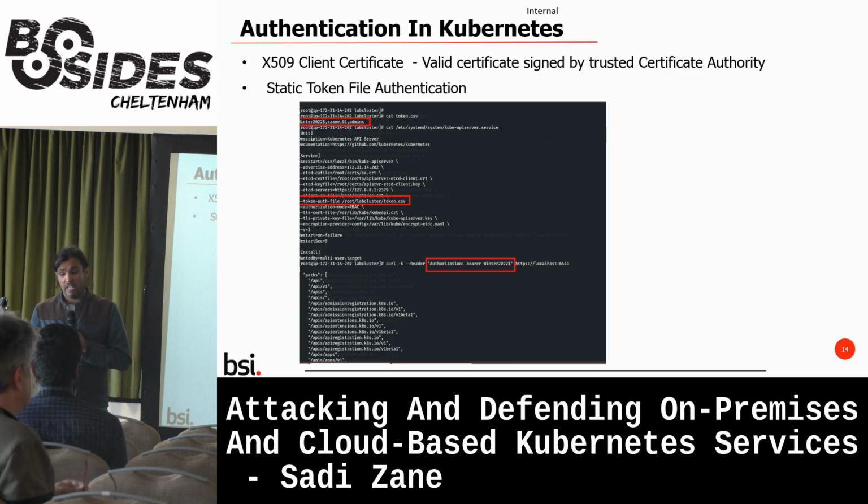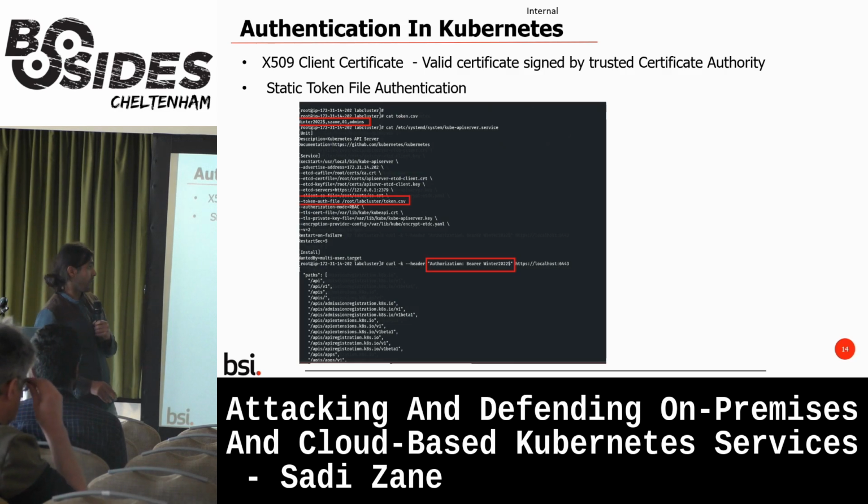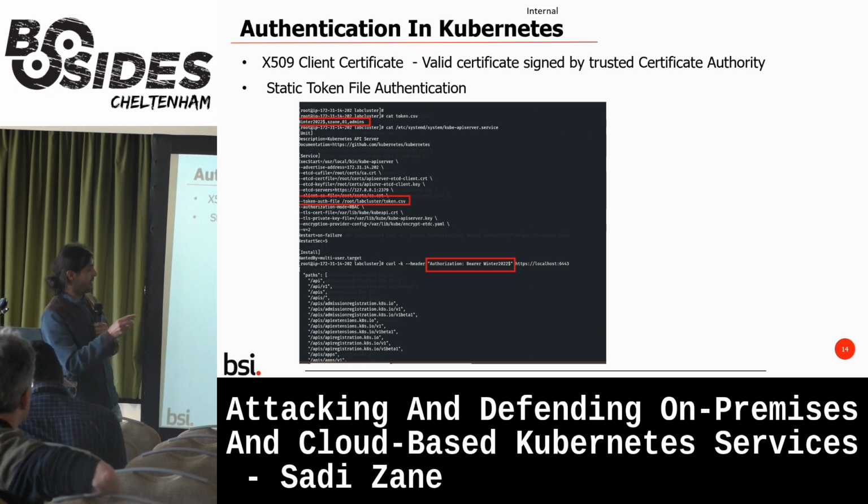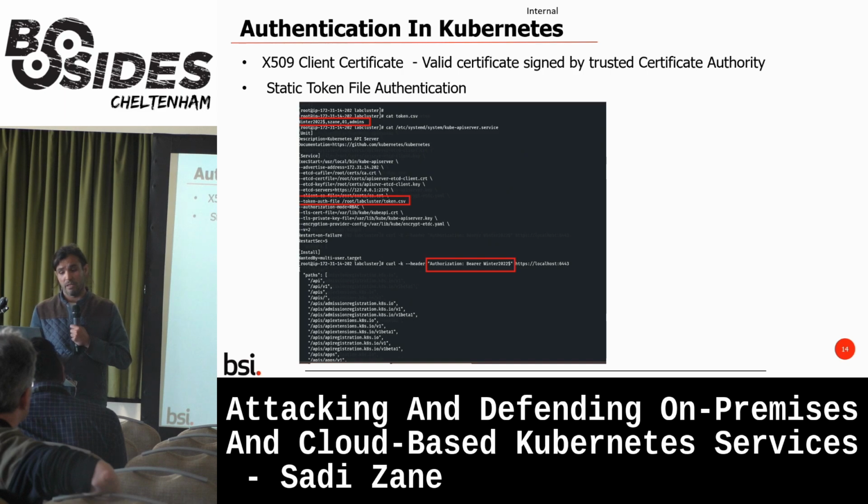And with the static token file authentication, the issue is that you have to create a token.csv, which consists of a few fields: the name, the member, and the groups. So Sadi Zane, then the member, which is 01, and then the admin. Essentially what's happening here is that you're giving someone access through a CSV token, which has to live on the disk on the Kube API server.